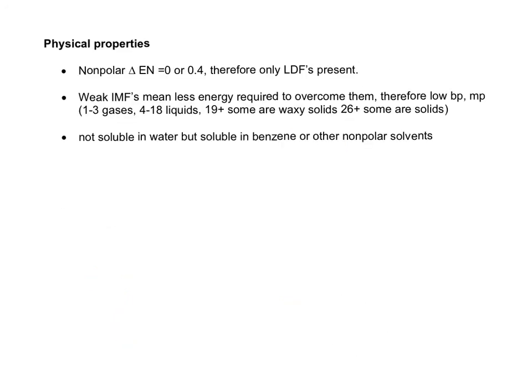In terms of physical properties, alkanes are nonpolar. The difference in electronegativity between the carbons is 0. Between the carbons and the hydrogens is 0.4. Therefore, only London dispersion forces are present as intermolecular forces. These are very weak. That means less energy will be required to overcome them, to separate molecules from each other. Therefore, they have very low boiling points and melting points. In fact, if your carbon length is 1 to 3, you're actually a gas at room temperature.